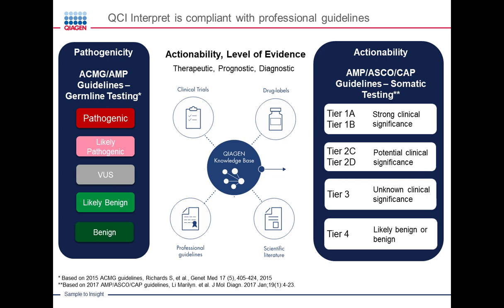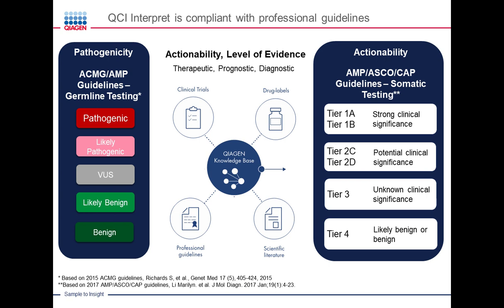So based on the guidelines, there are guidelines from AMP and ACMG for germline testing. There's also guidelines that pertain primarily to pathogenicity. That's assessing whether the variant drives disease progression. And so variants are put in the categories from pathogenic to benign, one of these 5 categories each.